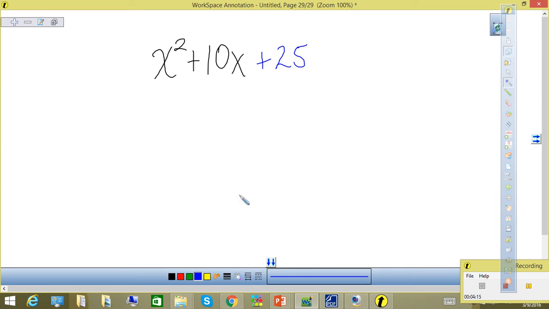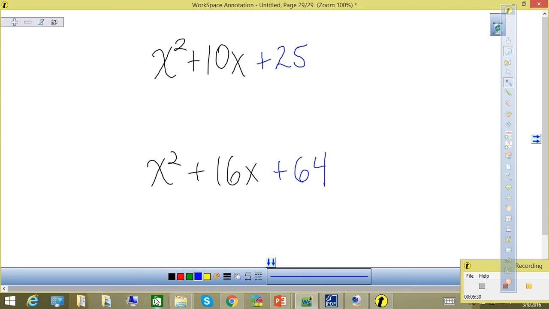Don't say it out loud, please. I'll show you another one. X squared plus 16x. Let me complete the square. And one last one. X squared plus 20x. Let me complete the square. Okay. I know some of you already got it. Hold on. However, this is what I want you to do. Look up, please. Don't say it out loud yet.